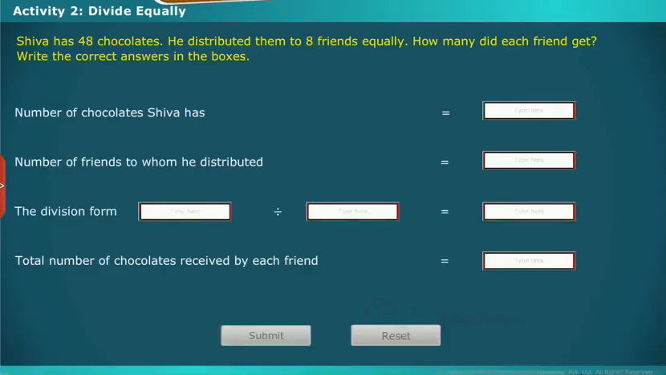Let us do an activity on divide equal. Shiva has 48 chocolates. He distributed them to 8 friends equally. How many did each friend get? Write the correct answers in the boxes.